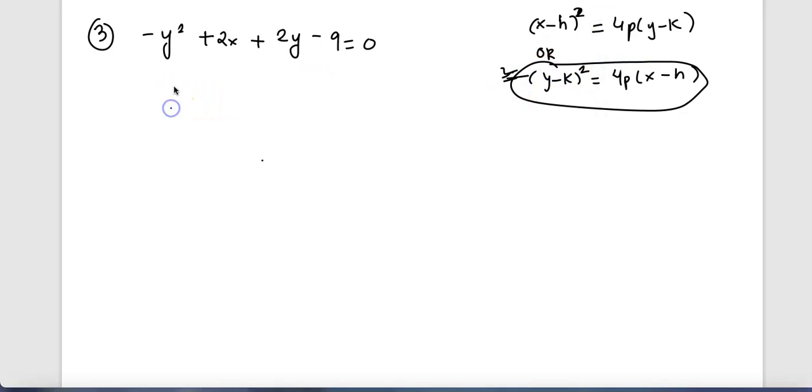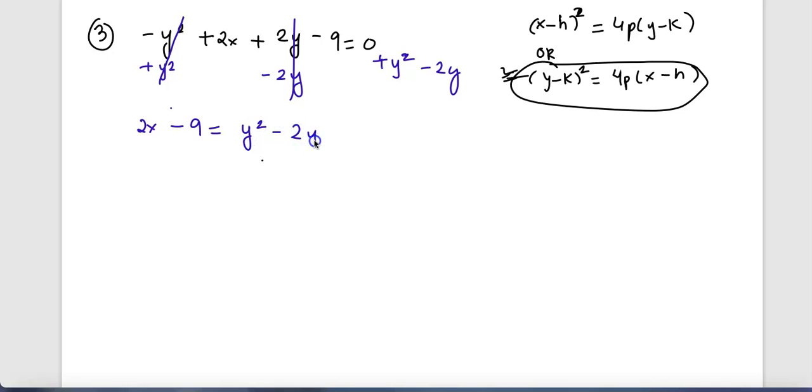So let's go ahead. I will bring my x terms on one side, and I will keep my y terms on the other side. So what I will do is add y square on both sides. When I do this, this gets cancelled out. And again, I'm subtracting 2y on both sides. So my next step looks like this: 2x minus 9 is equal to y square minus 2y.